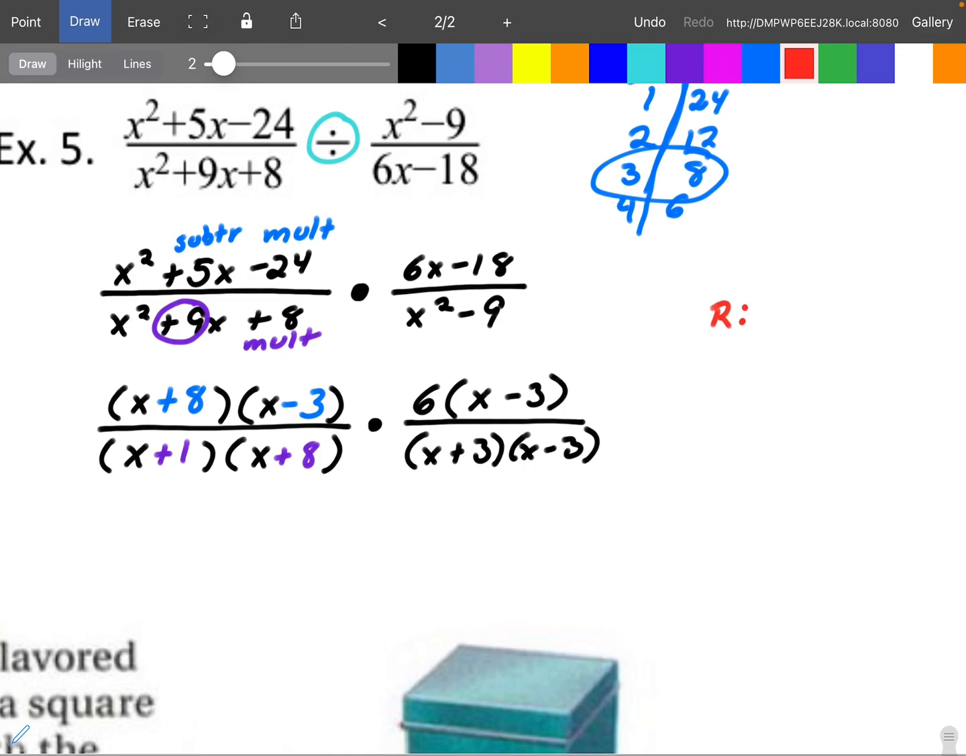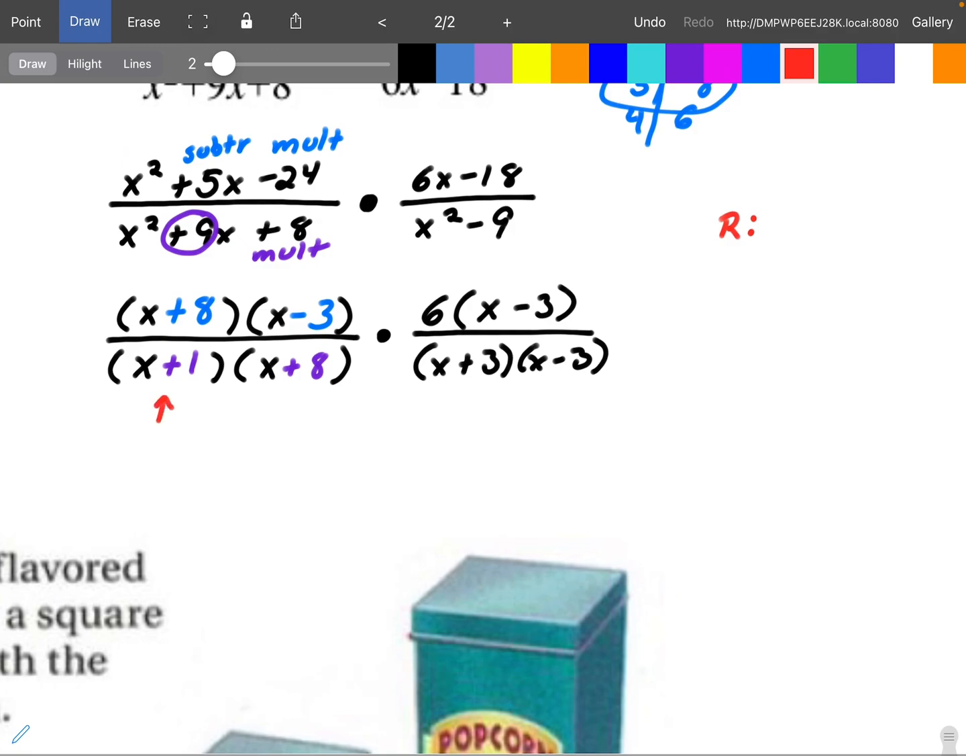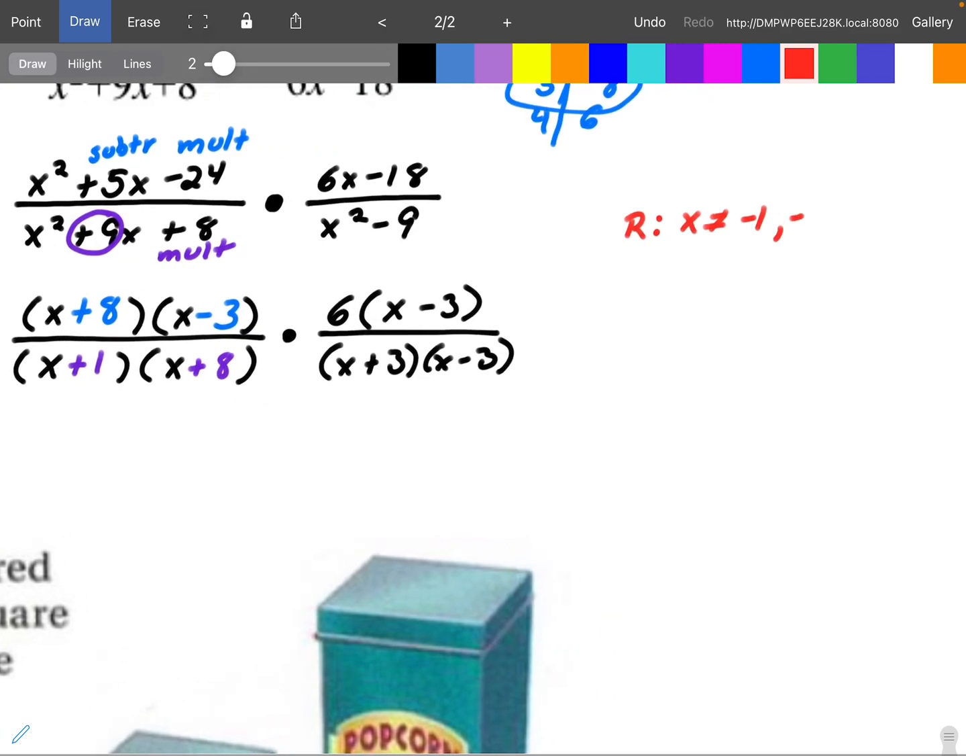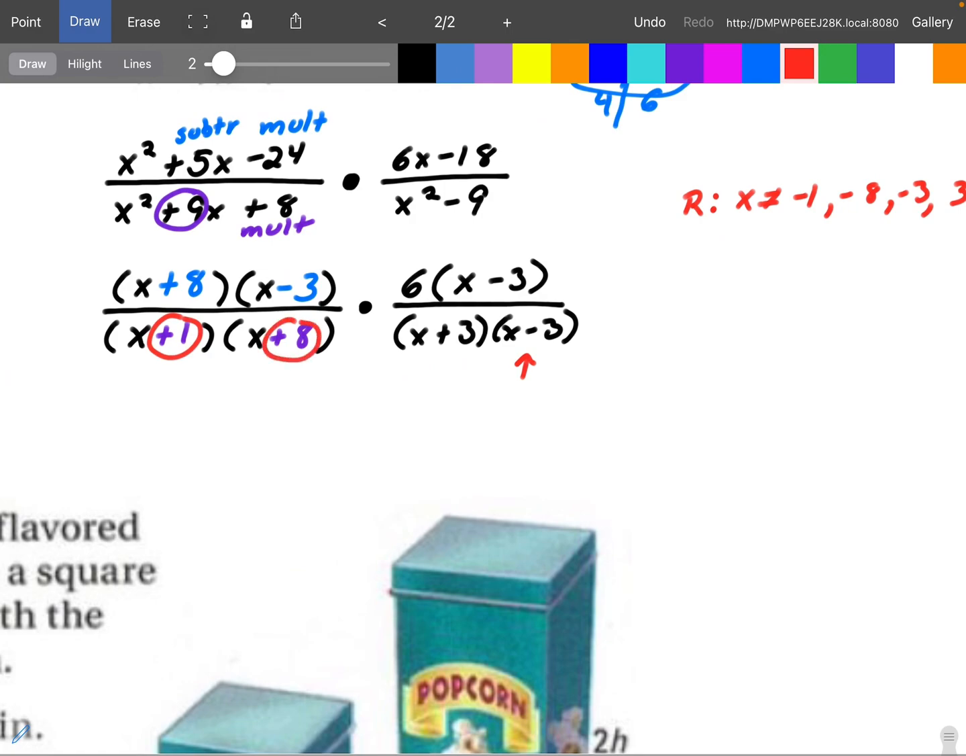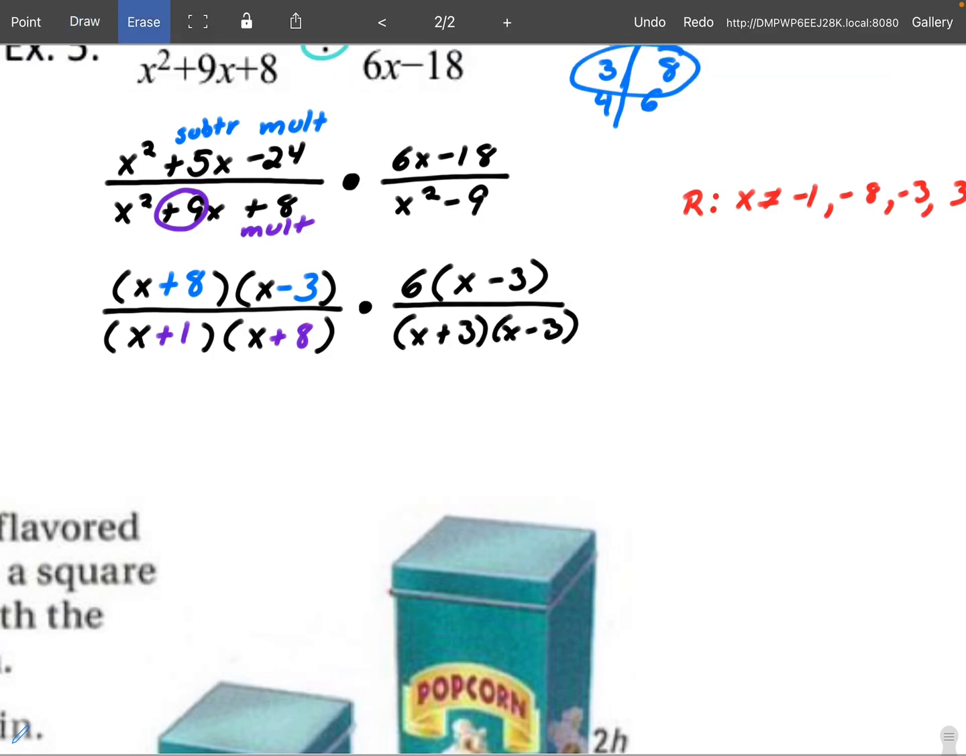So for our restrictions, look at each factor in the denominator. Remember, numerator doesn't matter for restrictions, just the denominator. So my first factor in the denominator is x plus 1. The only thing that would make that parentheses come out to be 0 is a negative 1, because negative 1 plus 1 is 0. So x cannot equal negative 1. Then here, x cannot equal negative 8, because that would make that parentheses equal 0. Then our next factor, x cannot equal negative 3. And then our last factor, x cannot equal positive 3. So notice that your restrictions always just have the opposite sign of your factor. So that makes it a little bit easier. All right, so we have our restrictions.